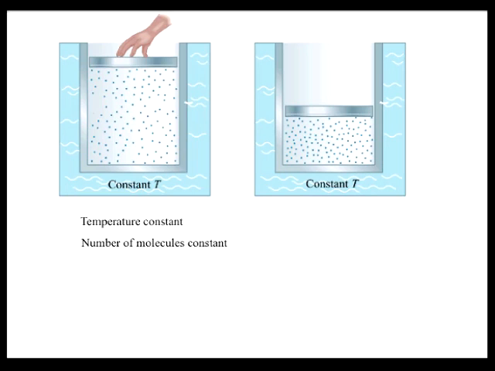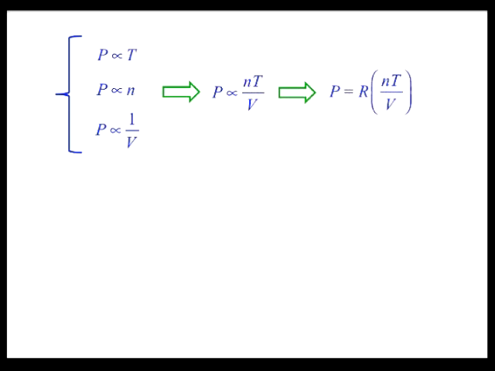Thus, it is possible to increase the pressure of a gas by reducing its volume, and if the number of molecules and temperature are kept constant, the absolute pressure of an ideal gas is inversely proportional to its volume, V. The three relations just discussed for the absolute pressure of an ideal gas can be expressed as a single proportionality. P is proportional to NT divided by V. This proportionality can be written as an equation by inserting a proportionality constant R called the universal gas constant.